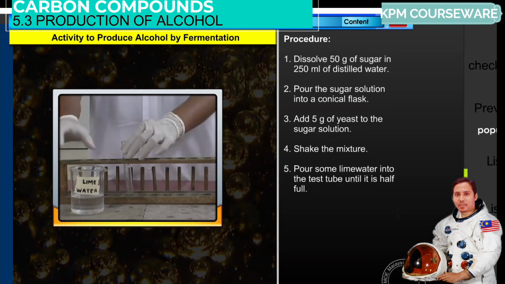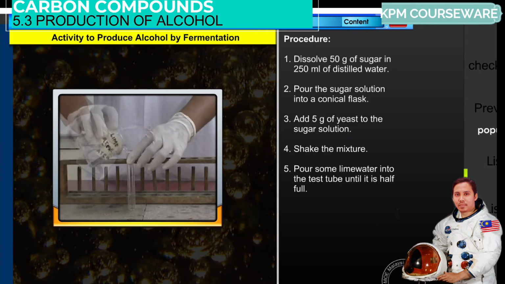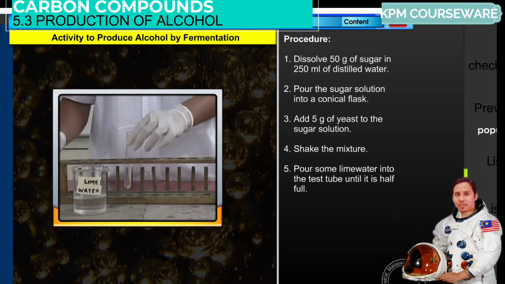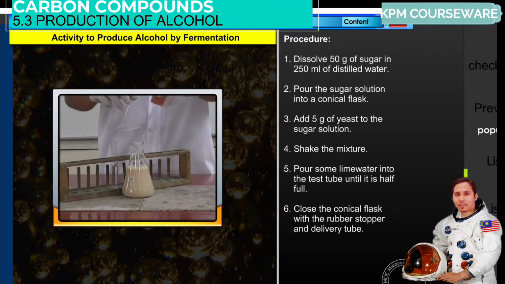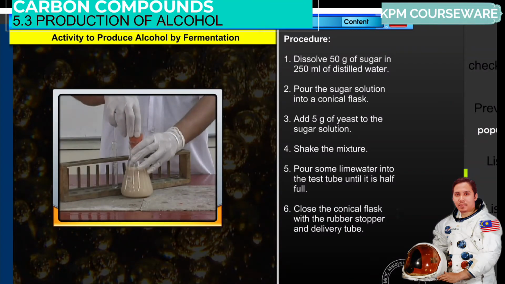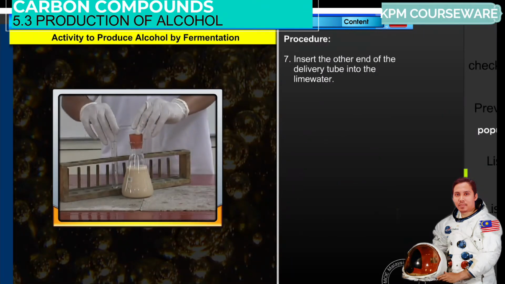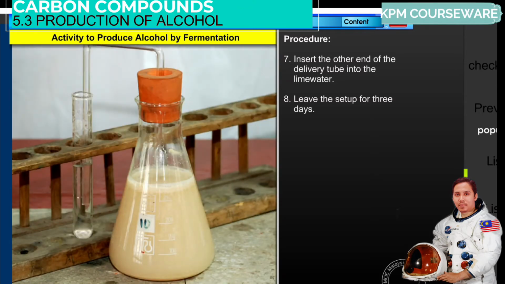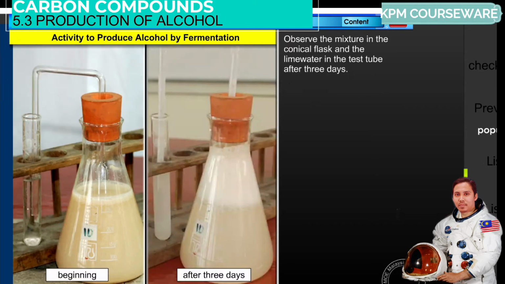Pour some lime water into the test tube until it is half full. Close the conical flask with a rubber stopper and delivery tube. Insert the other end of the delivery tube into the lime water. Leave the setup for 3 days. Observe the mixture in the conical flask and the lime water in the test tube after 3 days.